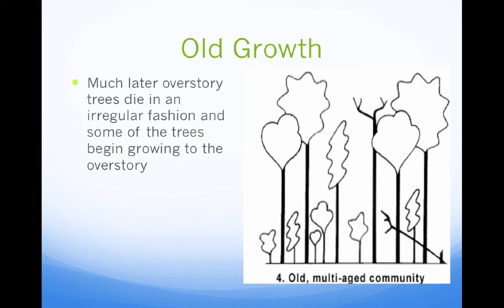And one definition is, once all the trees that were there and occurred during that stand initiation stage, you can't reach old growth status. You can't reach this multi-age status until all those trees from that original cohort died. So this old growth, and we'll talk about definitions in the next slide. Much later, trees die in an irregular fashion, and some other trees begin growing into the overstory. So you have this establishment of multiple cohorts of an uneven age structure.